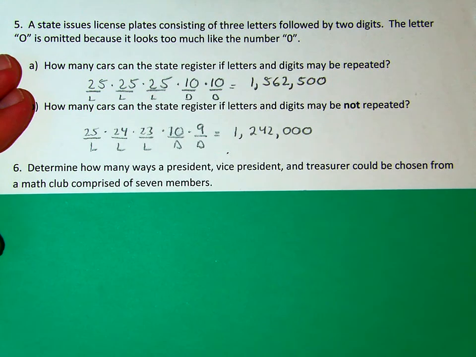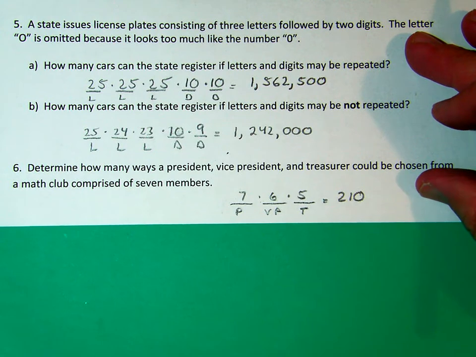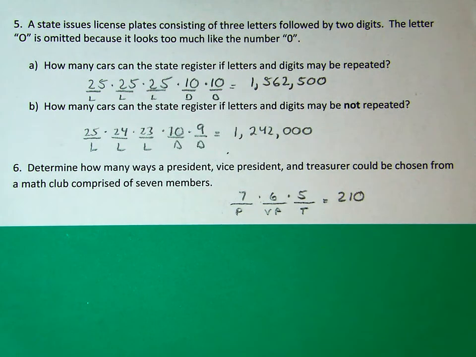All right, number 6, determine how many ways a president, vice president, and treasurer could be chosen from a math club comprised of 7 members. So we have 3 events. You're choosing a president, a vice president, and a treasurer. Now it doesn't specifically say that you can't repeat, but in an election process it's assumed that once you hold an office you can't hold another office. You can't be president and vice president both at the same time.